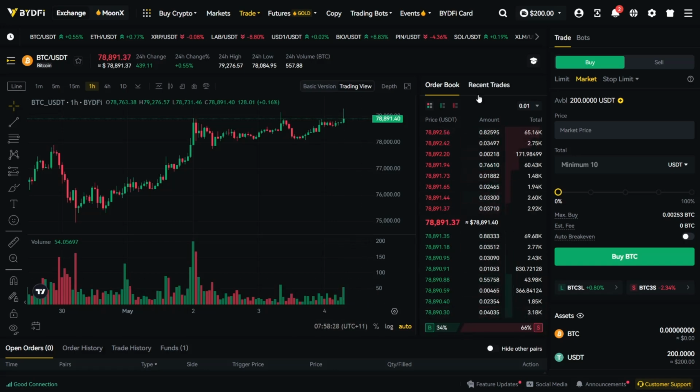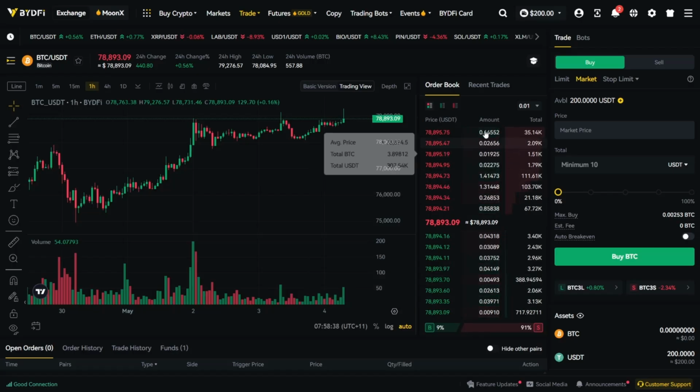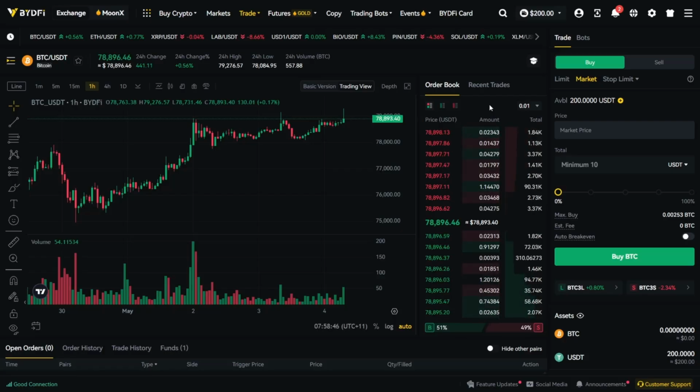On the right-hand side, we have something called the order book. It shows all the current buy and sell orders on the exchange. The green represents buy orders and the red represents sell orders. The order book can help traders see supply and demand at different price levels, while also giving you a sense of the asset's liquidity, meaning how much buying and selling interest there is at each price.